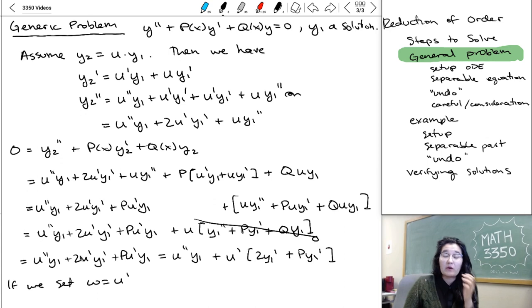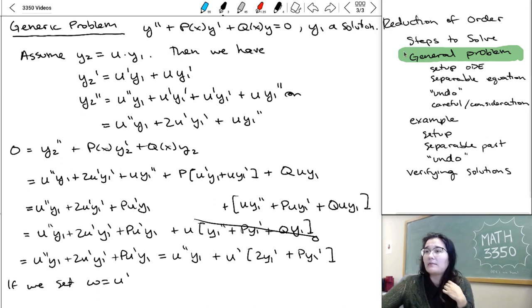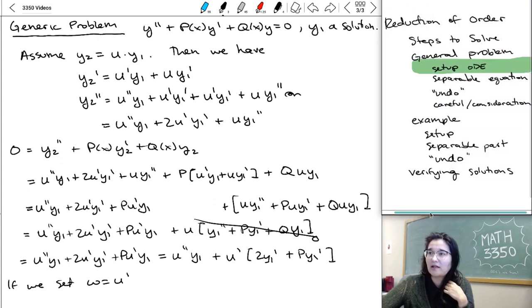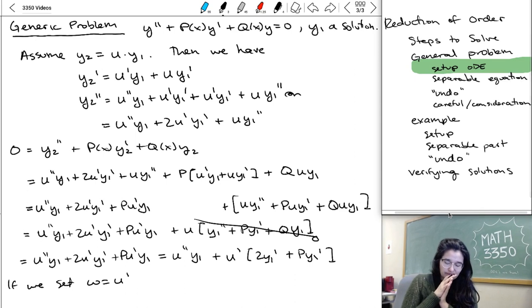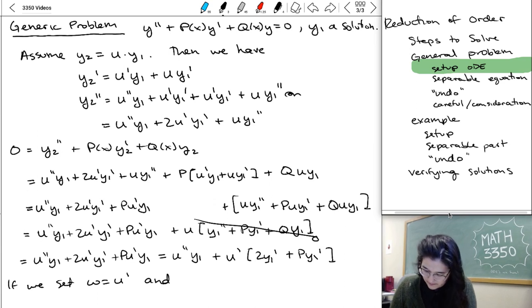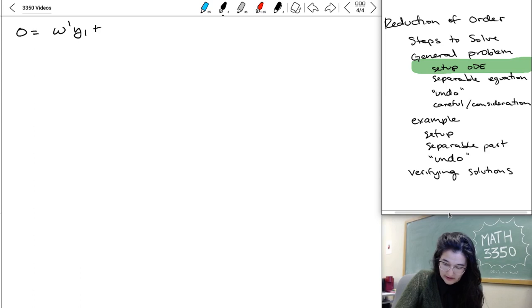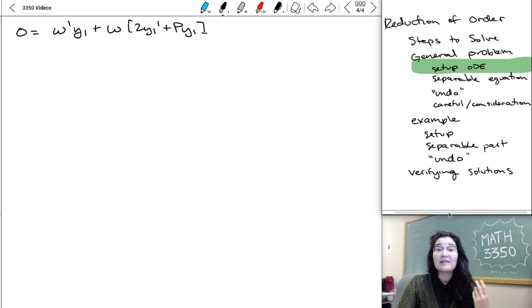This is where the changing the order part happens in the problem, which we are still in the setup category, but we are so close to moving on. So we're going to set w equal to u prime and w prime equal to u double prime. If we do that, this problem becomes 0 is equal to w prime times y1 plus w times 2y1 prime plus py1. That's a first order differential equation, so we're going to be able to solve it.